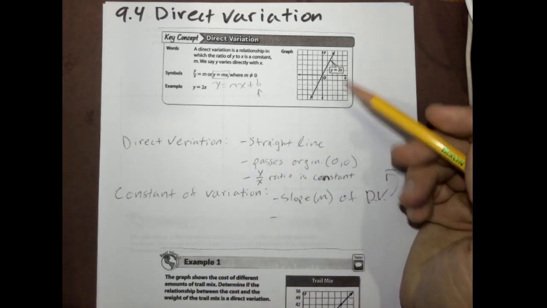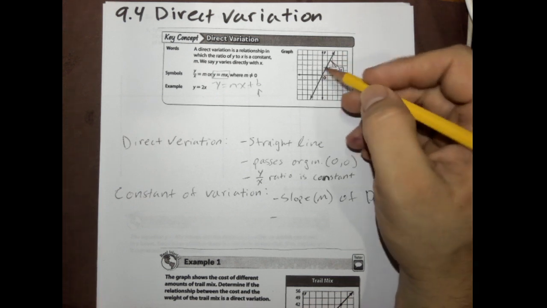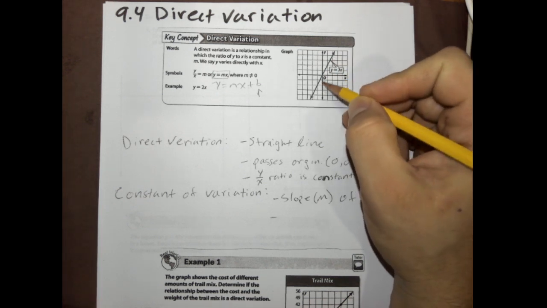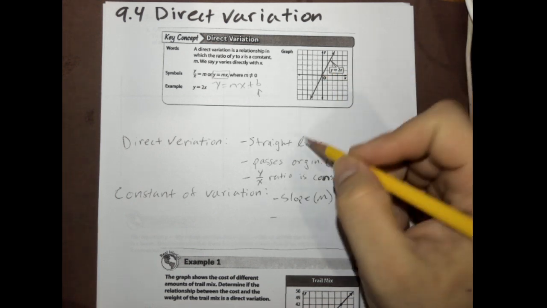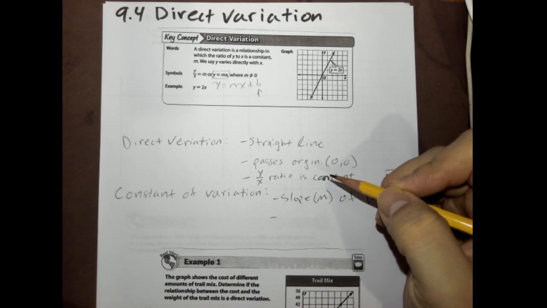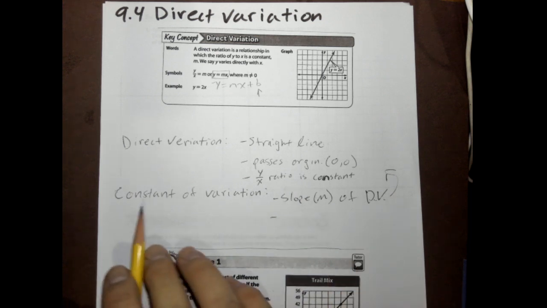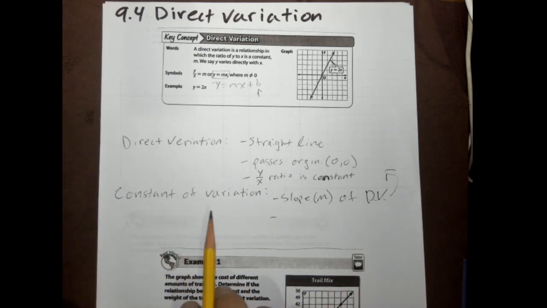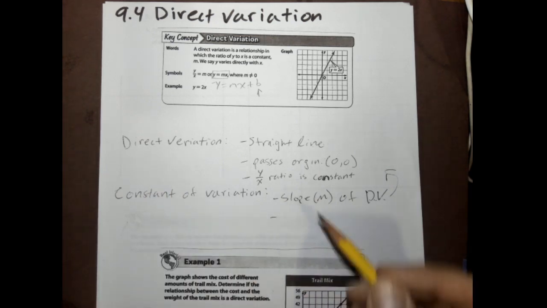Alright, so just a few quick notes I wrote down for direct variation. When you look at a graph, if it is a direct variation, it will be a straight line, or linear, and it will also go through the origin. Those are the two things that need to happen in order for it to be a direct variation. Also note that the ratio of y over x is going to be constant. The constant of variation is the slope of a direct variation, so slope being m.